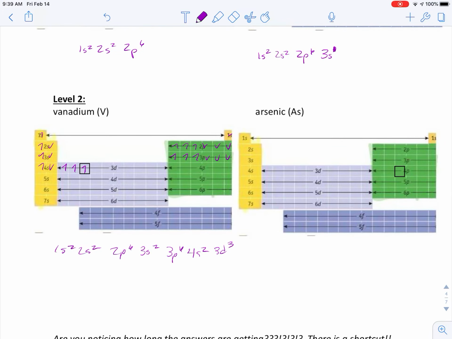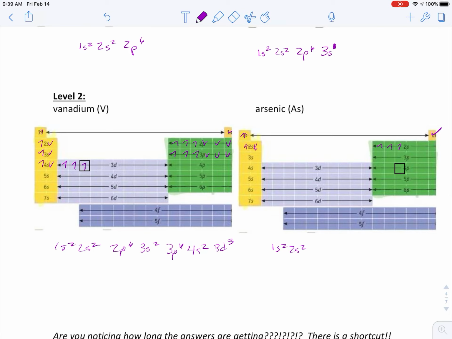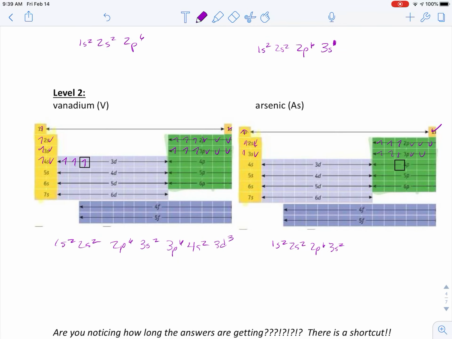Then we have our arsenic. It follows the same idea. So 1s2 is going to be filled, so we're to here. And then our 2s2, I guess I'll do them in. 2p6, 3s2, 3p6, 4s2, 3d10, and then notice this is a p. It goes back up to 4p. 1, 2, 3.